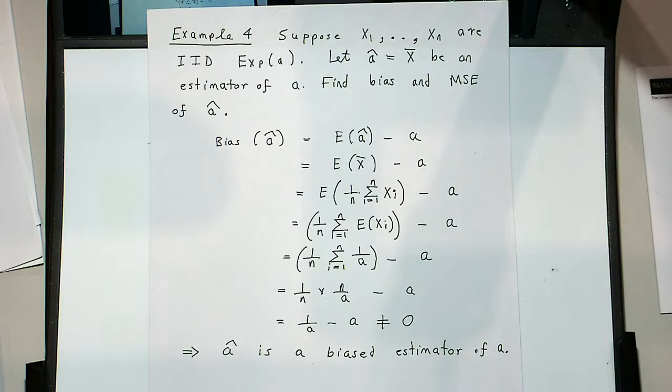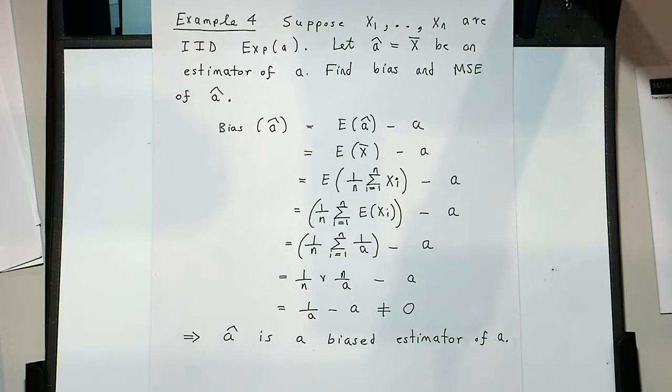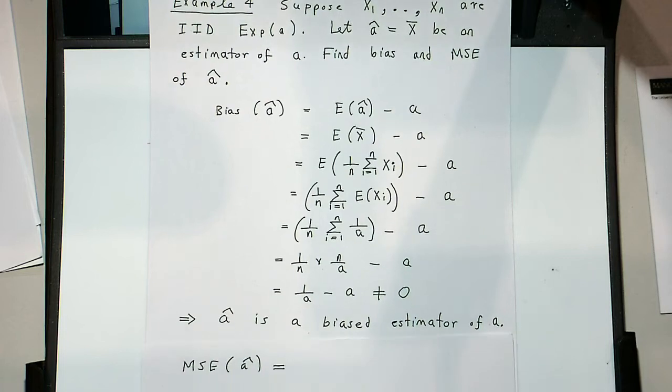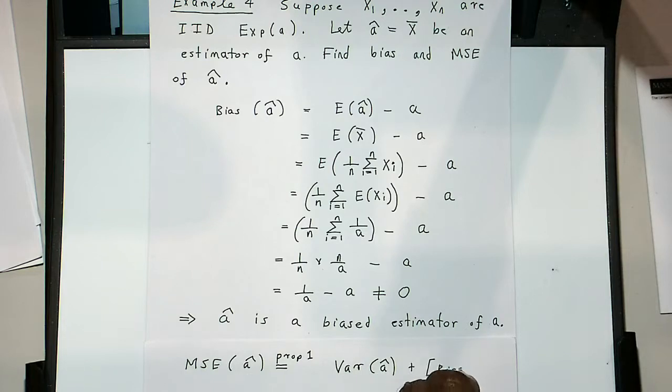All right. Now, in order to find the MSE, let's start on a new page. In order to find the MSE, once again, I'm going to use the property 1, which I mentioned to you a few times. So to find the MSE of a hat, I'm going to use the property 1. I hope you remember this, right? So this is the variance of a hat plus the square of the bias of a hat.